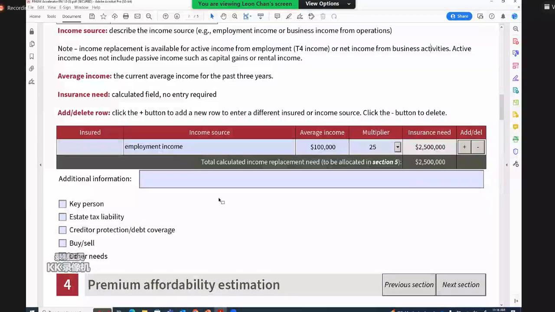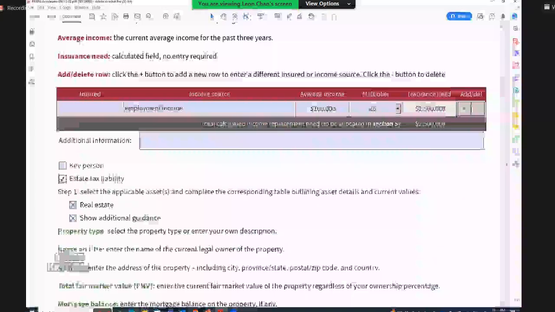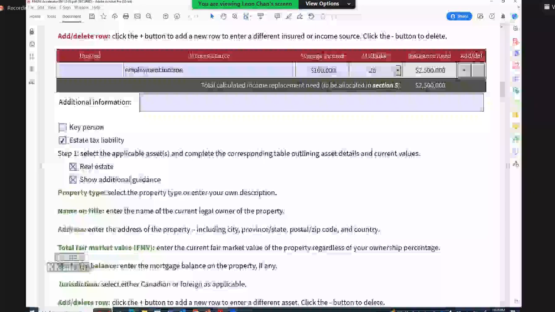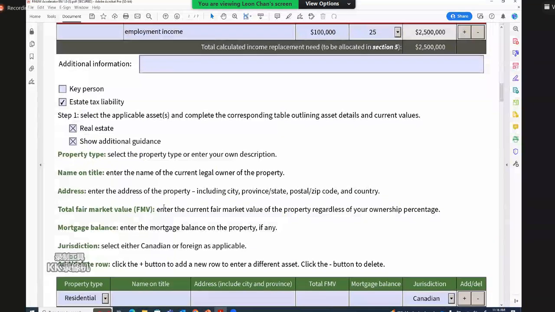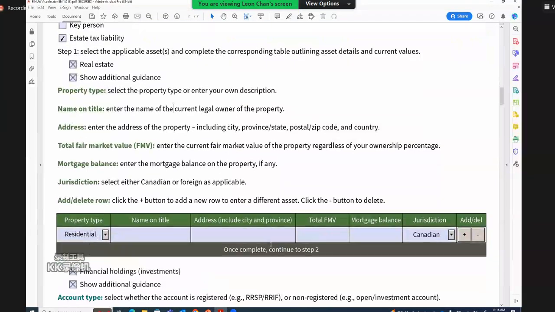Other things that could be potentially important for some clients: estate tax liability. Once again, when you click into it, it does show quite a lot of relevant information as to how to fill this out. So if you're looking at real estate, what type of information you should have, right? The property type, name of the legal owner, address of that property, fair market value, mortgage balance. All of that allows you to put this information onto here.